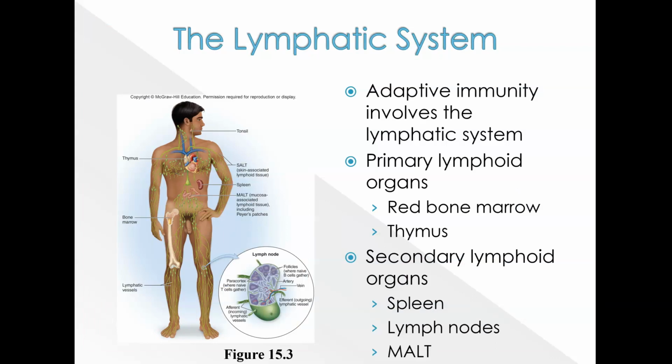specifically the lymph system. The adaptive immune response involves a lymphatic system. We have two major categories: the primary and secondary lymphoid organs. Our primary lymphoid organs are red bone marrow and our thymus. Our bone marrow is found in our hollow bones, mostly our femur. Our femur is a major source not only of those hematopoietic stem cells, but also the differentiated lymphoid cells.